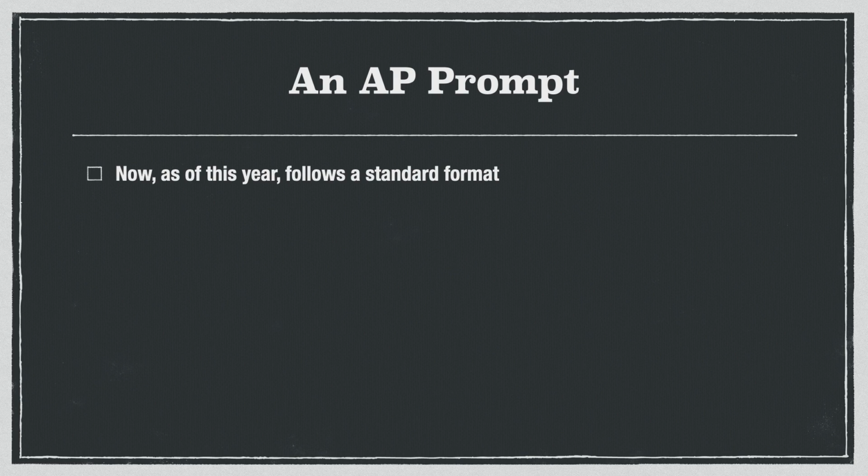So now, as of this year, all AP prompts will have the same basic format. It's similar to what you've seen in the practice ones that I've given you links to before, but just formalized and structured. So let's talk about what that means. There are three things to it. There's often the author, the date the work was published, and the title of the work. There's some sort of context, because it's very rare that you read just the beginning of a text. It's usually from somewhere in the middle of it.